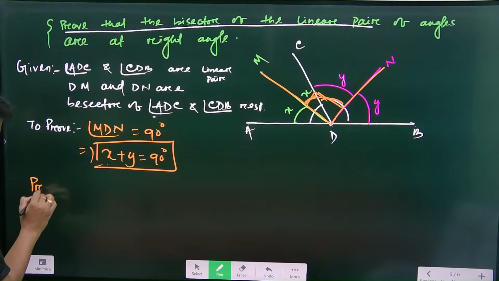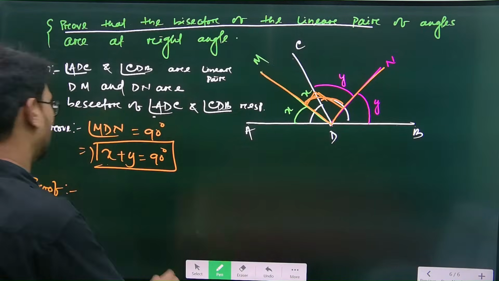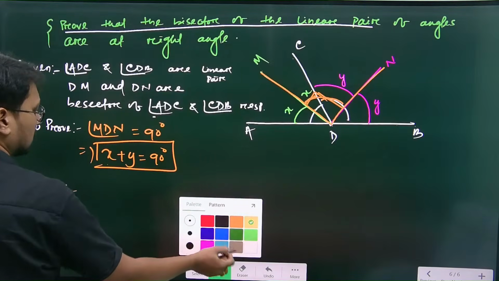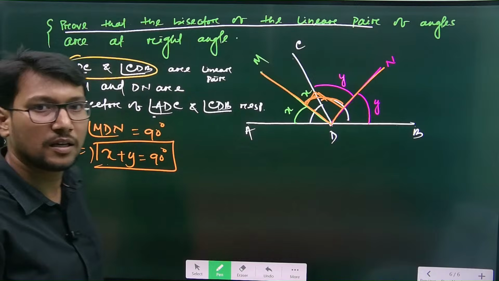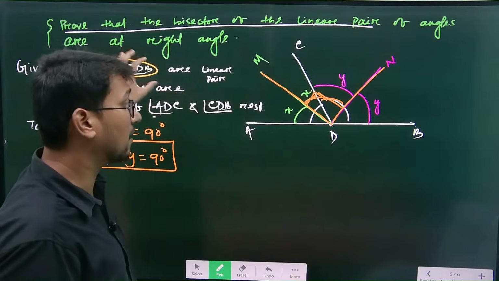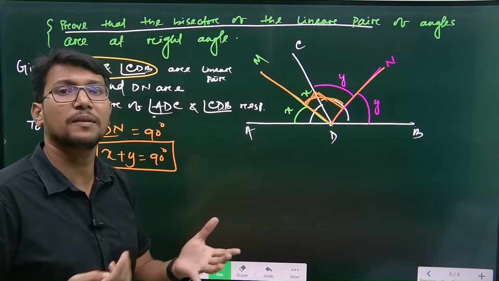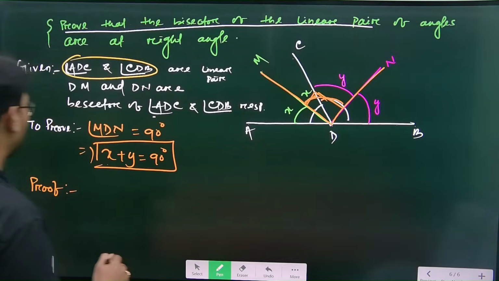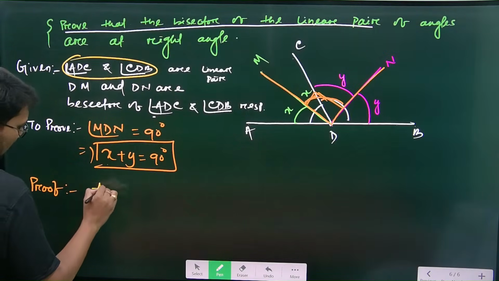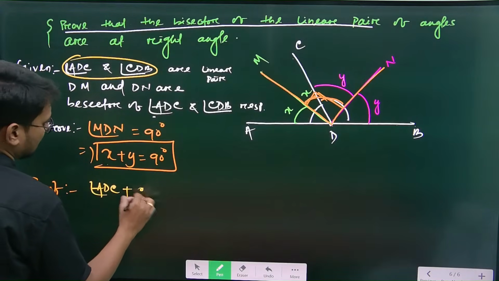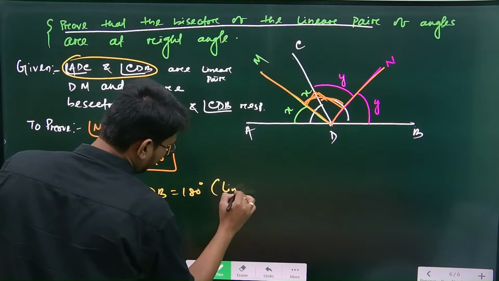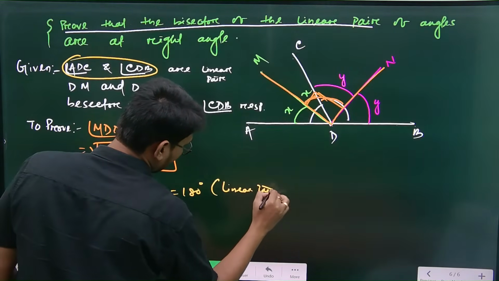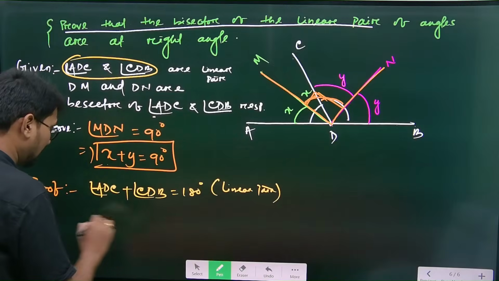Now what is it? Proof. How to prove this? Okay. See, given the question, these two are which angles? Linear pair angles. Since these two are a linear pair of angles, their sum is what? 180. Are you getting, everyone? So therefore, children, I can write ADC plus CDB equals 180. Why? Because they are a linear pair of angles. Sum of a linear pair is what? 180.